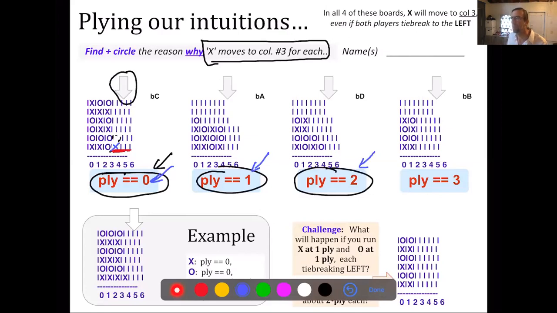You're not even looking at the board. You're just looking at all the possible ways to go. That's what ply zero is. Ply zero means you don't even look at the board. You're not looking ahead. You're not looking at the board.